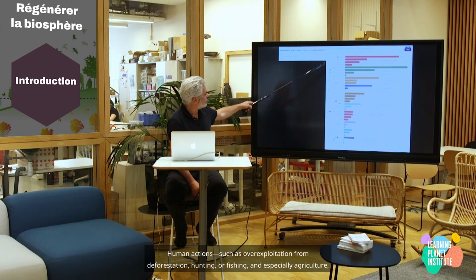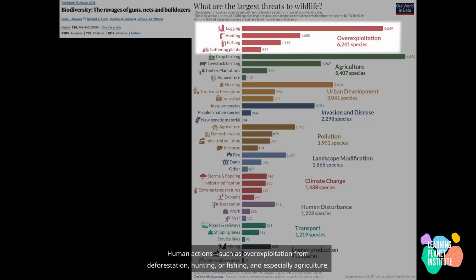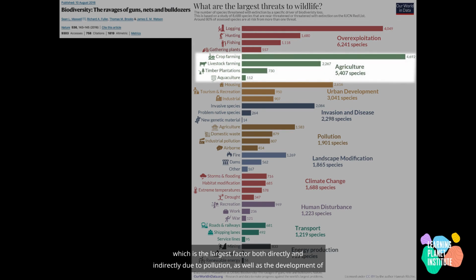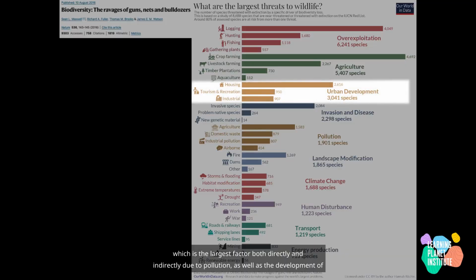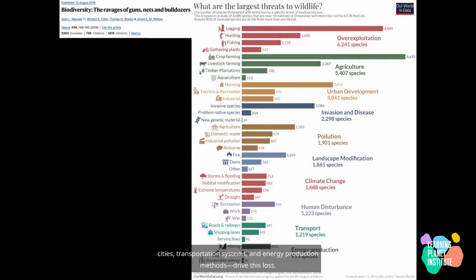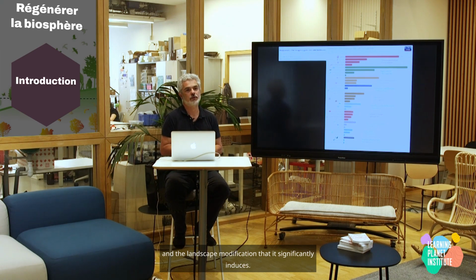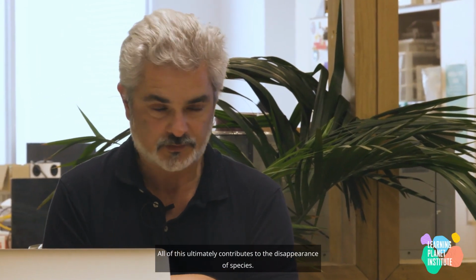Human actions such as overexploitation from deforestation, hunting or fishing, and especially agriculture, which is the largest factor both directly and indirectly due to pollution, as well as the development of cities, transportation systems and energy production methods, drive this loss, along with the landscape modification that it significantly induces. All of this ultimately contributes to the disappearance of species.